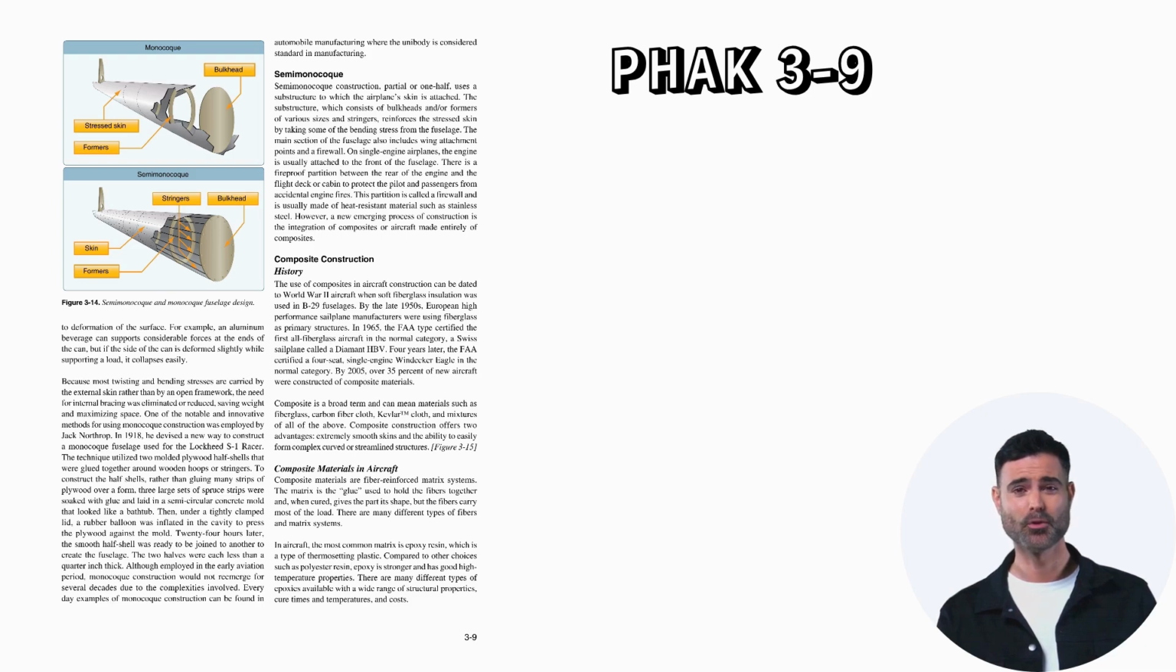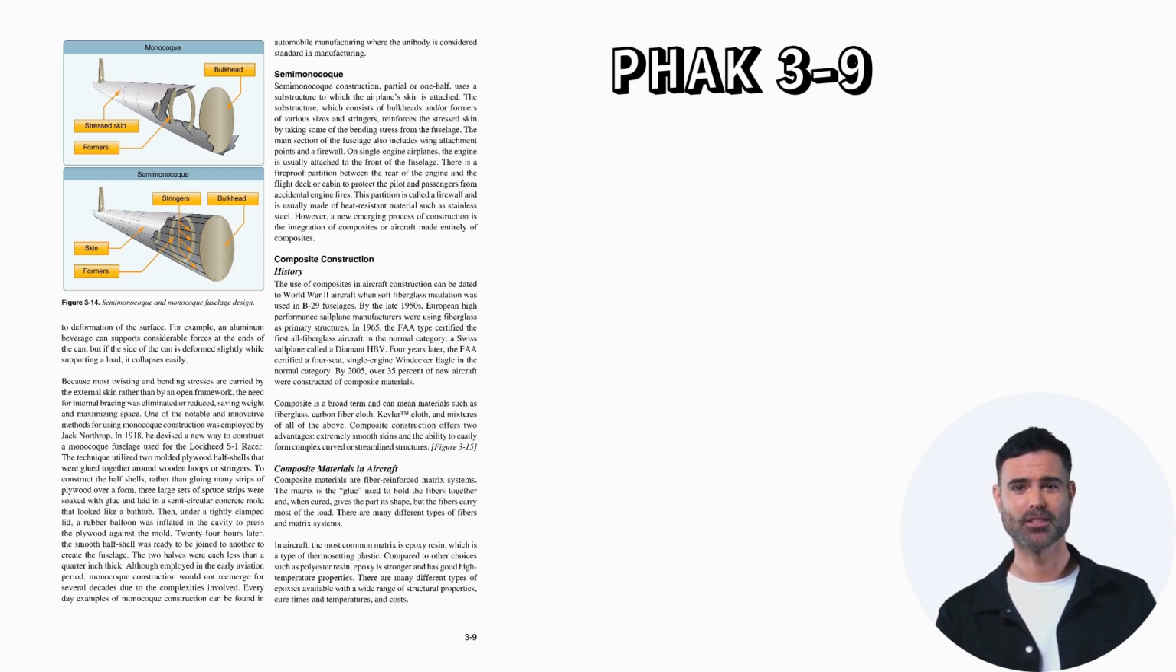There is a fireproof partition between the rear of the engine and the flight deck or cabin to protect the pilot and passengers from accidental engine fires. This partition is called a firewall and is usually made of heat-resistant material such as stainless steel. However, a new emerging process of construction is the integration of composites or aircraft made entirely of composites.